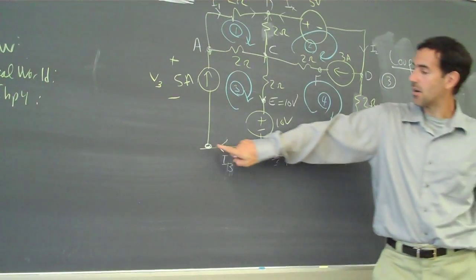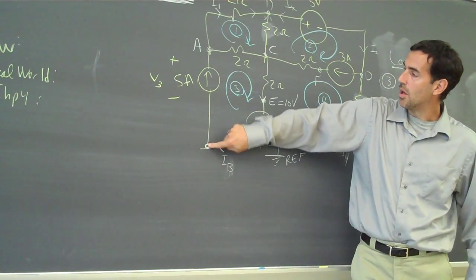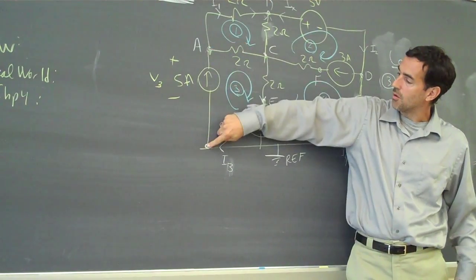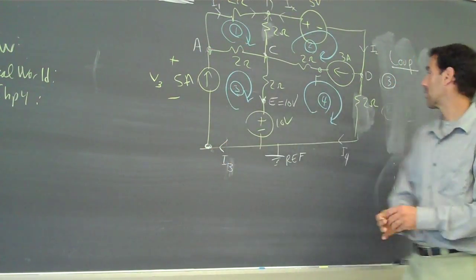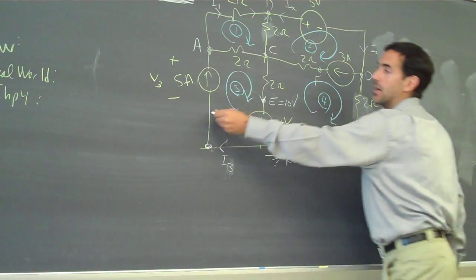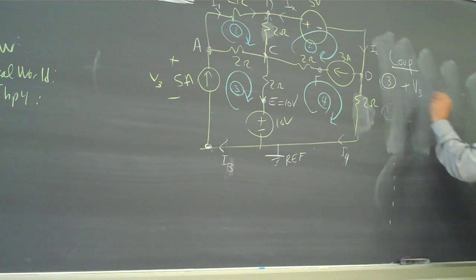So if I start here and go around the loop, would I be subtracting V3 to go from here to A, or adding V3? Adding. Adding, correct. Because I went from minus to plus, so that would be up V3.